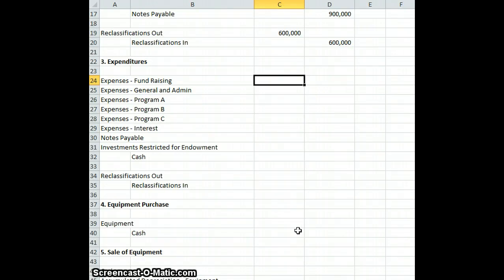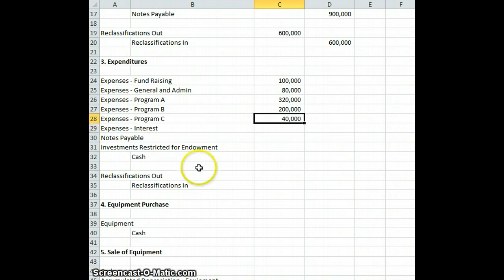Okay, so what we're going to do here is we're just going to record those entries. And again, this goes pretty much like our for-profit accounting. We just note where the money's coming from or what category it's coming out of. So our expenses for fundraising, we're going to record for $100,000, a debit. Our general and admin, again, coming out of unrestricted, is going to be $80,000. Then we have our aid to children, program A, of $320,000. Then we have our expenses for program B of $200,000. We have our expenses for program C of $400,000. Need one more zero there, sorry about that.